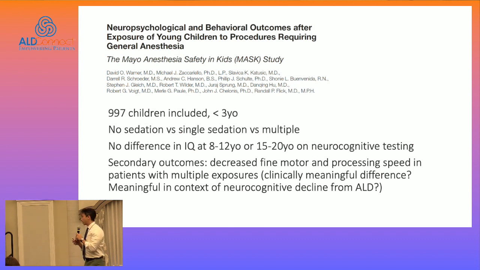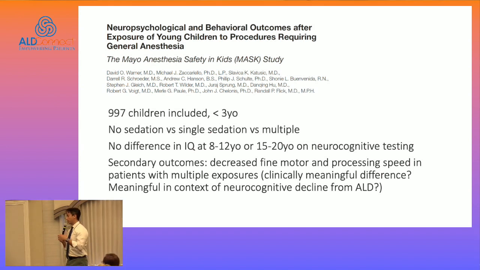If you look at secondary outcomes, the patients who had multiple sedations ended up having a decrease in fine motor and processing speed, but that was a statistical difference. As Dr. Eichler pointed out early on, we see statistical differences, and we have to put them in the context of what we're doing clinically. Is it a clinically meaningful difference? And if we know that kids who have cerebral lesions are at risk of undergoing neurocognitive decline, is this something that's going to be clinically relevant for us in that setting?